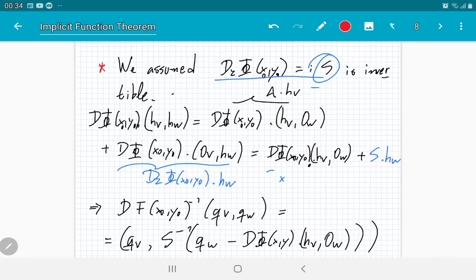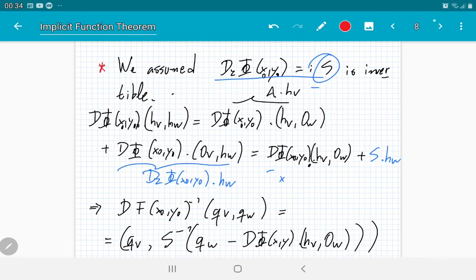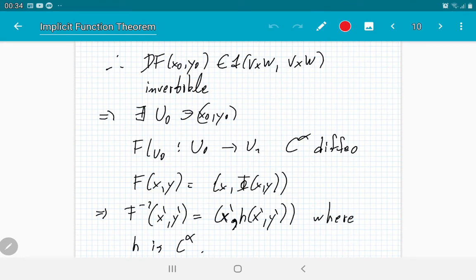Now remember that we already know that f is C alpha. I said that's something you need to check, and it comes from the fact that phi is C alpha. And now f has invertible derivatives, so I can apply the inverse function theorem to say that there's a neighborhood of the point where you start, where f is a diffeomorphism. There's an open set.